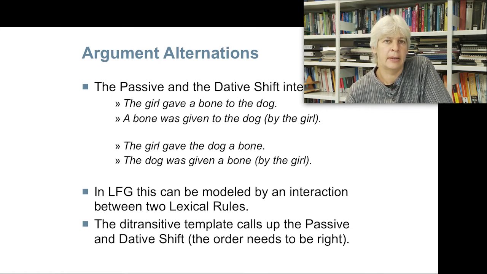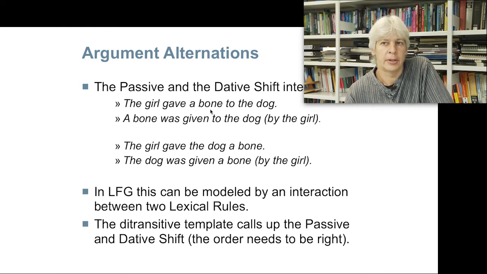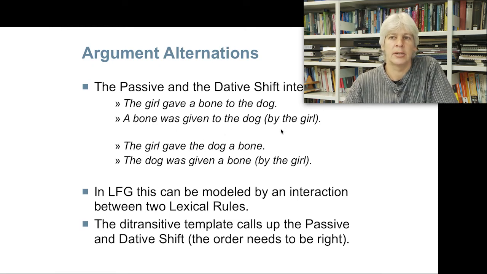And in fact, the passive and the dative shift, they interact. So if you have the base case, the girl gave a bone to the dog, you can passivize that as well. A bone was given to the dog by the girl. The other option, the girl gave the dog a bone, can also be passivized. The dog was given a bone. Now what's interesting about this is in English, the object is always next to the verb, right? So gave a bone, this is the object.